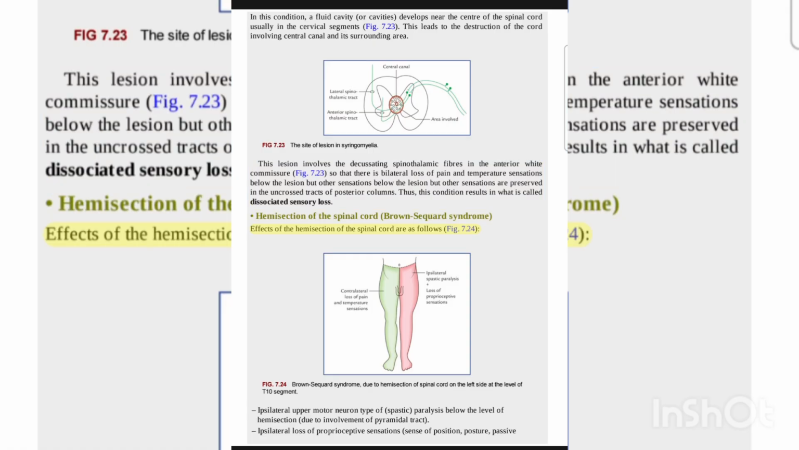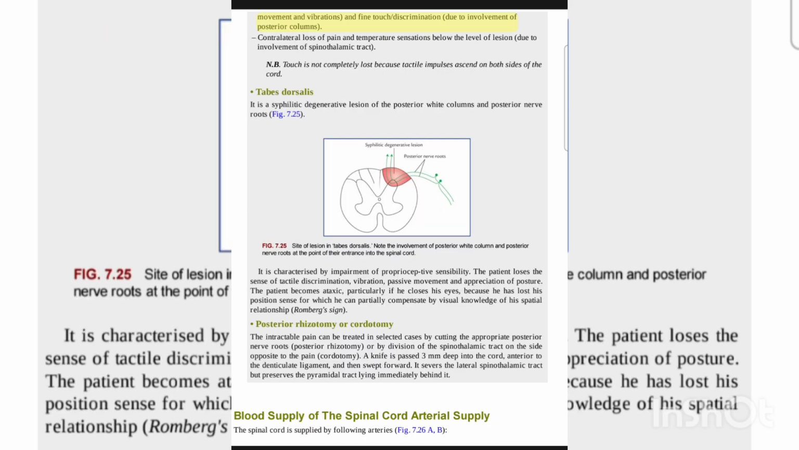Hemisection. Effects of the hemisection of the spinal cord are as follows, Fig. 7.24. Ipsilateral upper motor neuron type of spastic paralysis below the level of hemisection, due to involvement of pyramidal tract. Ipsilateral loss of proprioceptive sensations, sense of position, posture, passive movement and vibrations, and fine touch discrimination, due to involvement of posterior columns. Contralateral loss of pain and temperature sensations below the level of lesion, due to involvement of spinothalamic tract. NB. Touch is not completely lost because tactile impulses ascend on both sides of the cord.